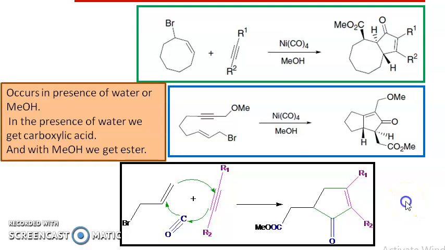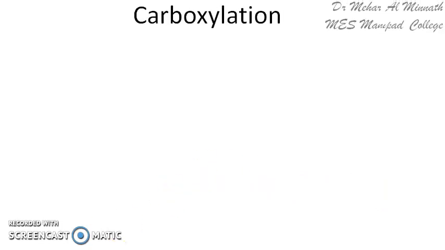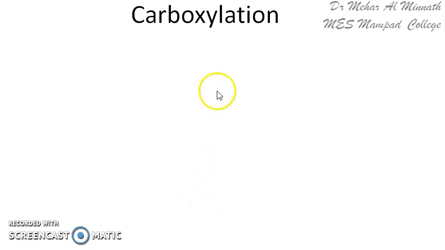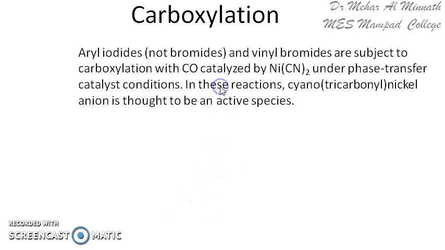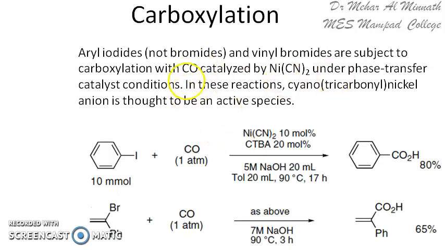Alright, now the next example which we are going to discuss is carboxylation, as I told you earlier. That is, formation of a carboxyl group on addition of carbon monoxide. Here aryl iodides and vinyl bromides undergo carboxylation. You must remember that it's aryl iodide, and aryl bromide will not undergo it. Similarly, vinyl bromide undergoes carboxylation.